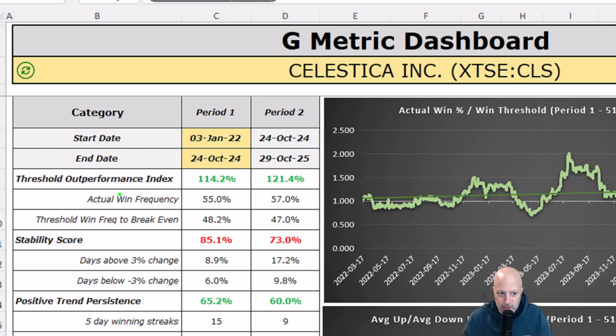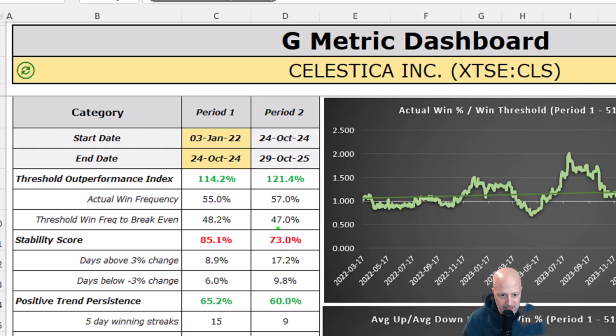All right, the first metric we're going to look at here is our threshold outperformance index. This means based on our average ups and our average downs, how much does the stock need to win to go up or to have a positive trend? And that's over 48.2%. And then how much is the stock actually winning? And that's 55% here. When you divide those two numbers, you get 114.2%, which is my index that I've defined right here. Now let's look at period 2 and see how things have been progressing.